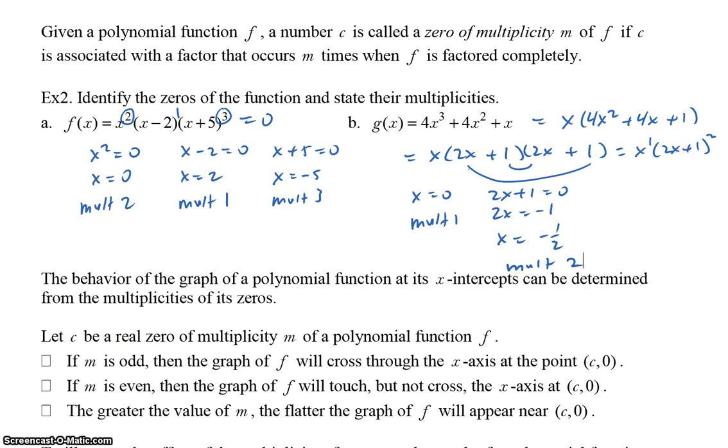There's an important connection between the multiplicity of a zero and the behavior of the graph of a polynomial function. And that's the final thing we'll look at in this section. But since I'm nearly out of time, we'll continue that on the next video.